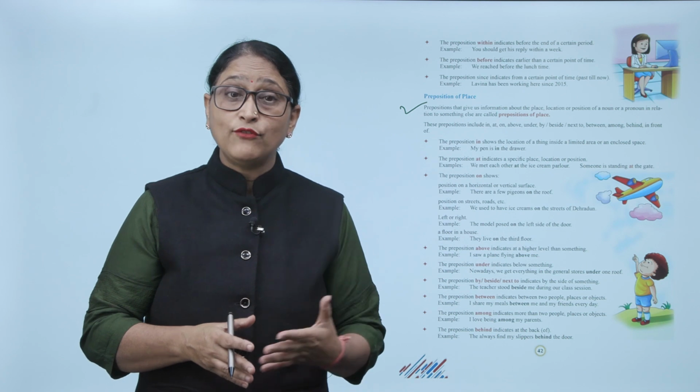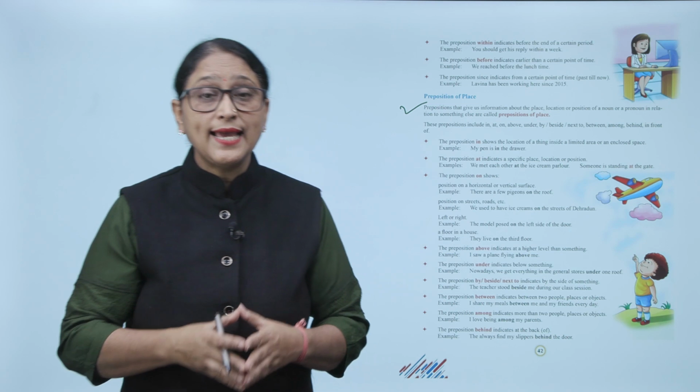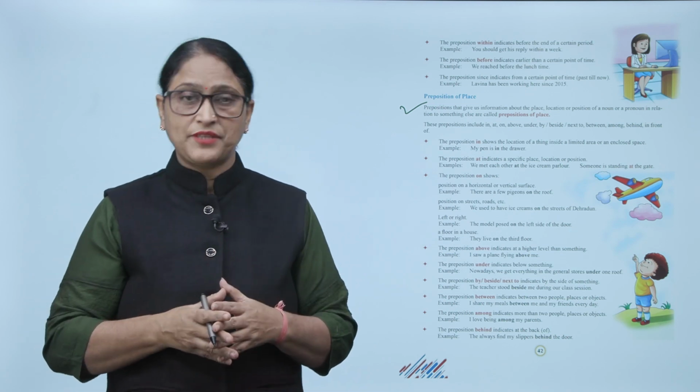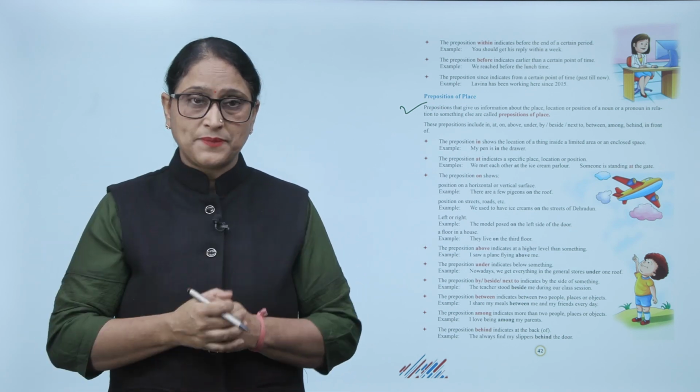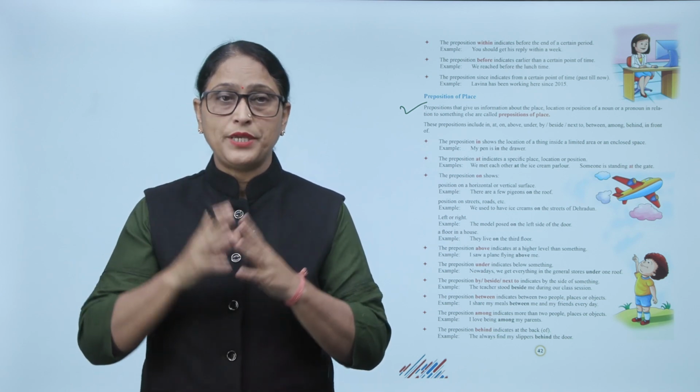Example, they live on the 3rd floor. The preposition above indicates at a higher level than something. Higher level ये express करता है above. Example, I saw a plane flying above me.